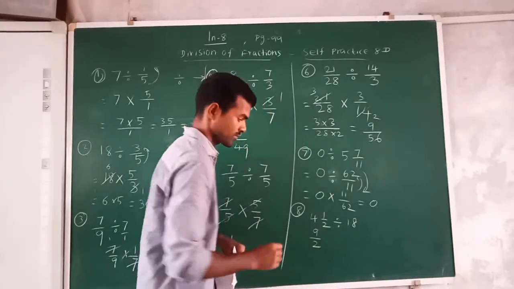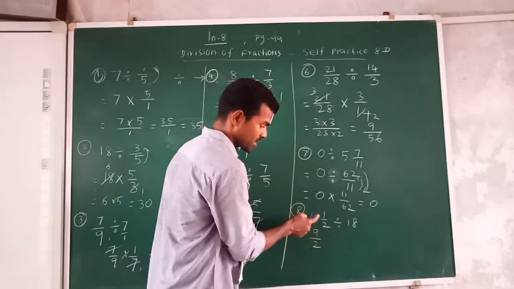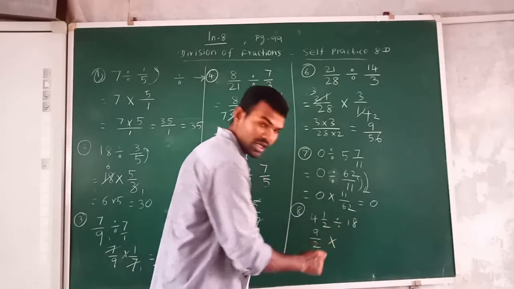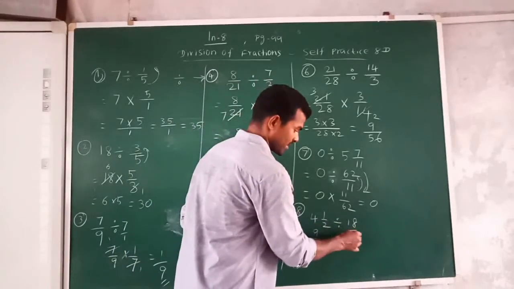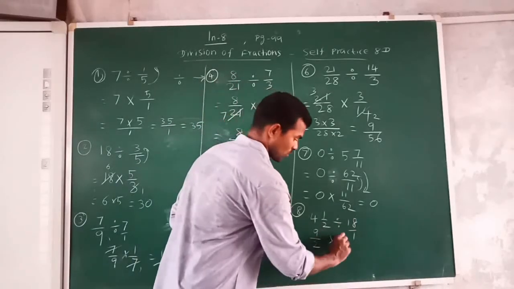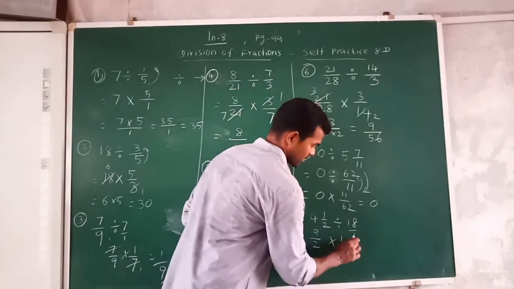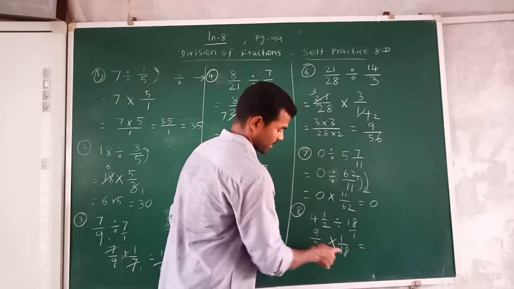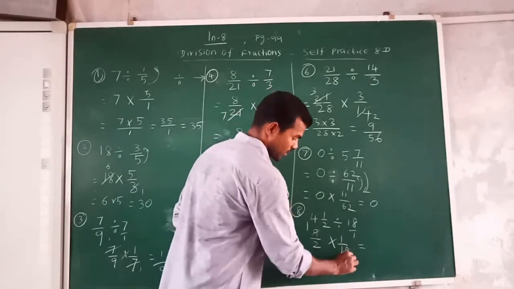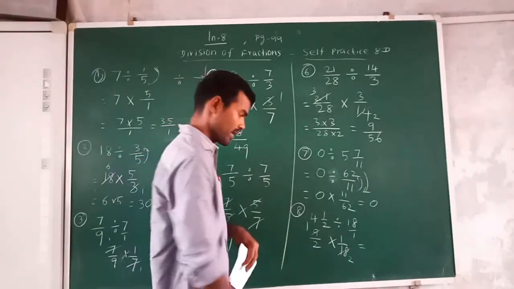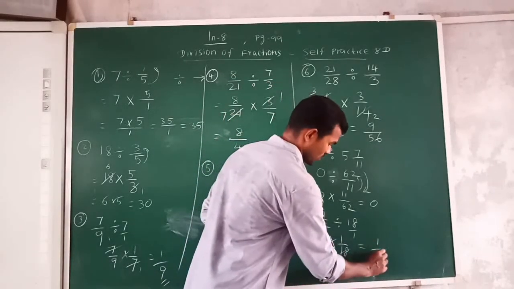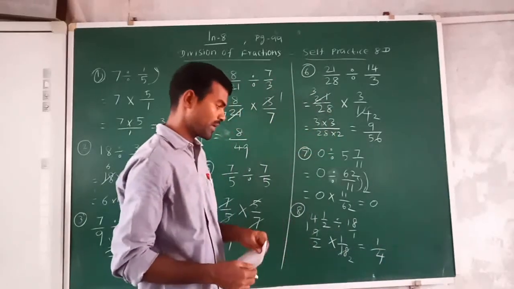Then afterwards, we have changed the mixed number into improper. Then change the symbol. Division changes to multiplication. Then 18 is like 18 by 1, so the opposite is 1 by 18. So now 9 and 18: divide both numbers by 9. 1 time 9 is 9, and 2 times 9 is 18. And this side nothing there. So 1 multiplied by 1 is 1 and 1 multiplied by 2 is 2. So the answer is 1 by 4.